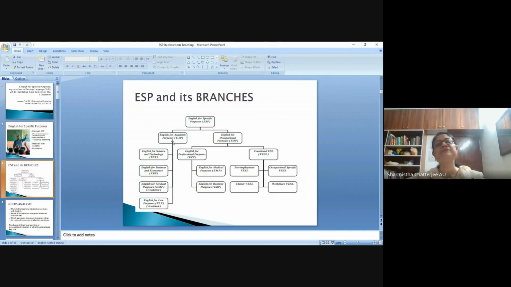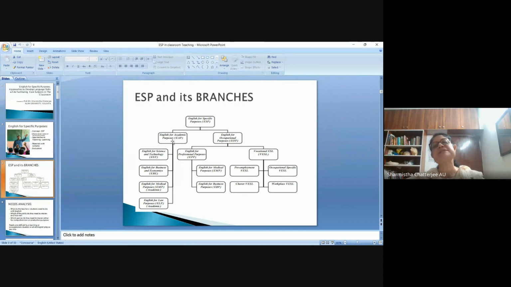So on the left, there's a list where we have English for science and technology, where you will see in the samples I've extensively used that. For business and economics, for medical purposes. So those who are going to become a doctor will also need it, and for law. So there's specific vocabulary, register, and structure for each of them. So we are going to look into those, right?